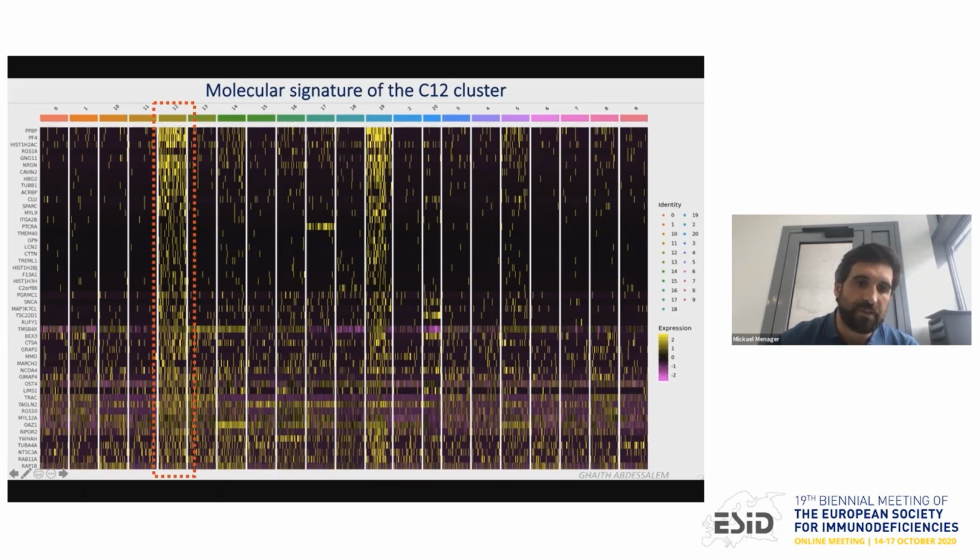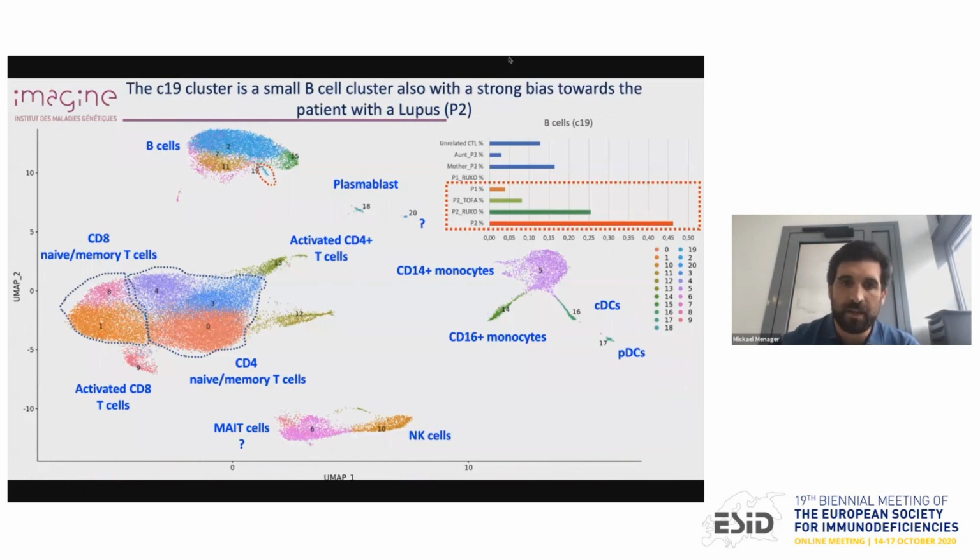So you can see that the signature seems pretty unique to cluster 12, except that the signature was also found in cluster 19, which at first I thought was a problem because I wanted to extract a signature specific to this pathological cluster. So now let's look at cluster 19. This is a tiny B cell cluster, and cluster 19 seems to have the same profile as cluster 12, highly enriched in the patient with Lupus and decreasing after treatment.